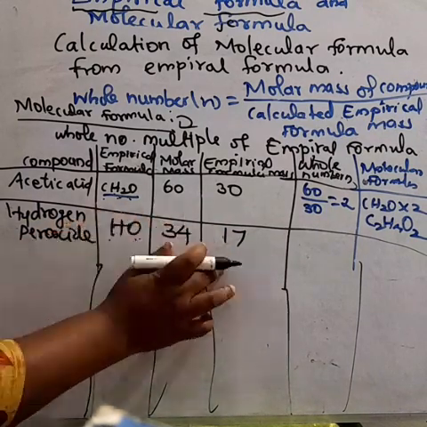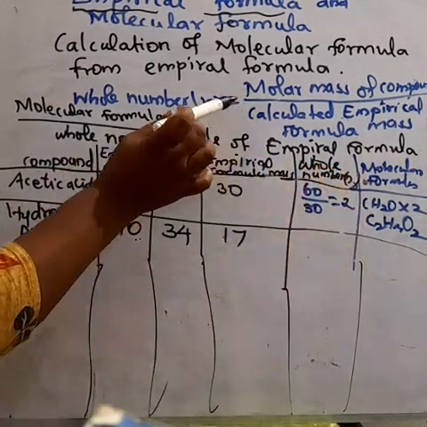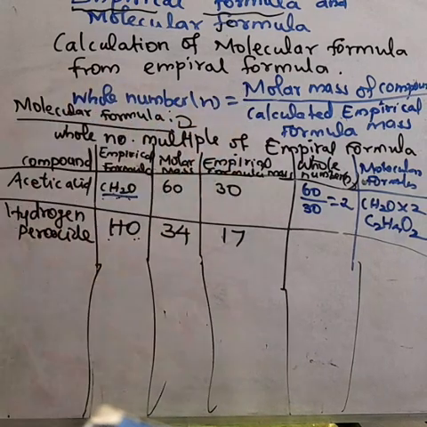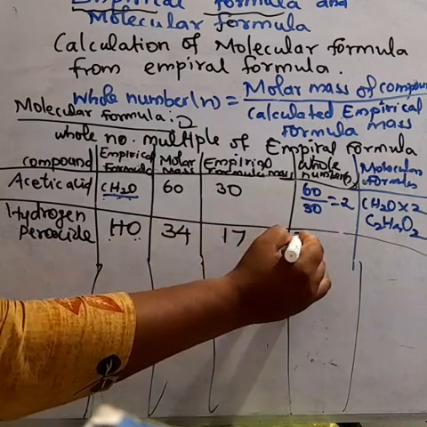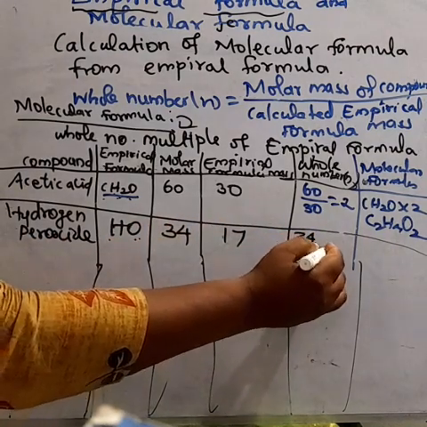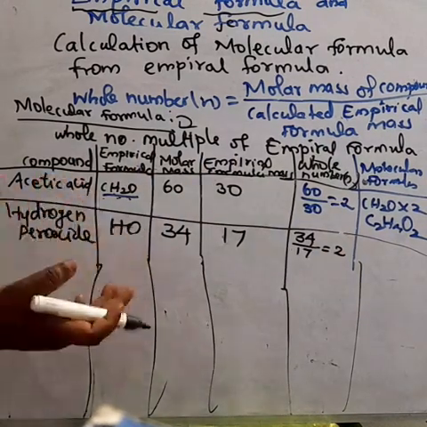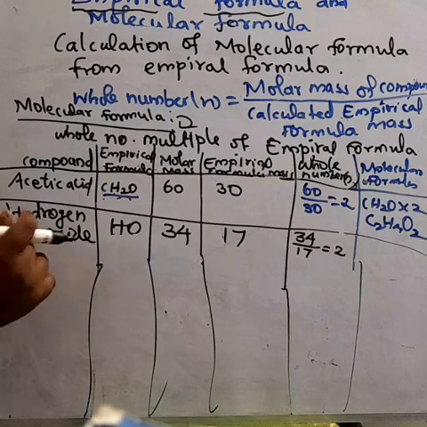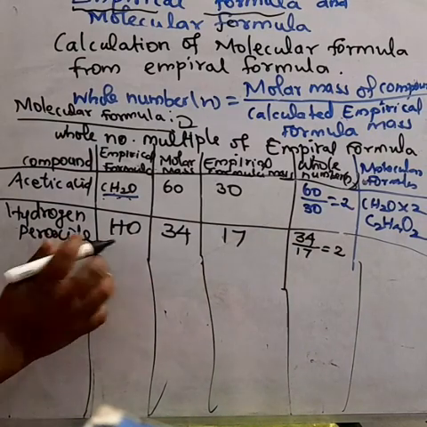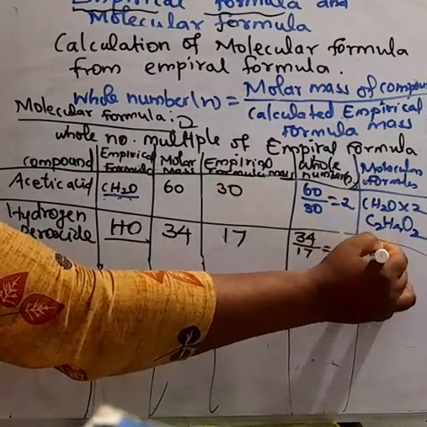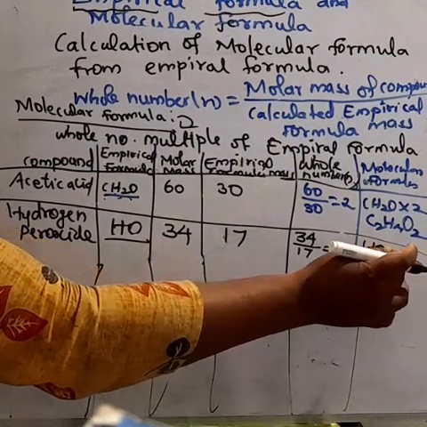So what is the whole number? The formula to calculate the whole number N is the molar mass of the compound divided by the calculated empirical formula mass. Molar mass 34, so 34 divided by 17 is equal to 2. What is the molecular formula? Multiplying the empirical formula HO with the whole number 2, we get H2O2. Hydrogen 1 into 2, H2, oxygen 1 into 2.